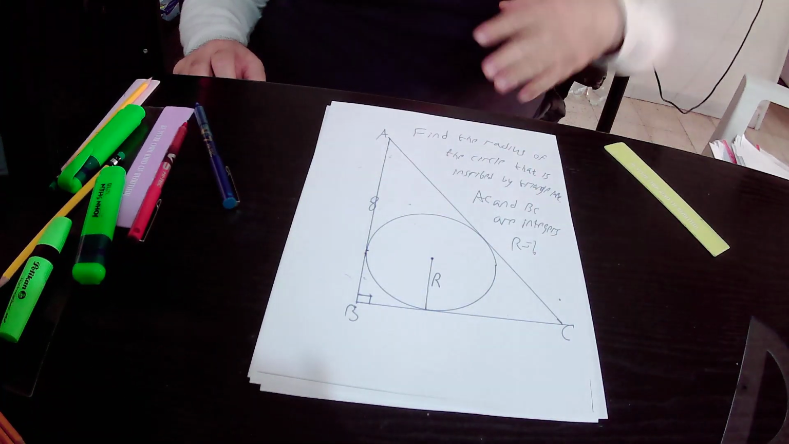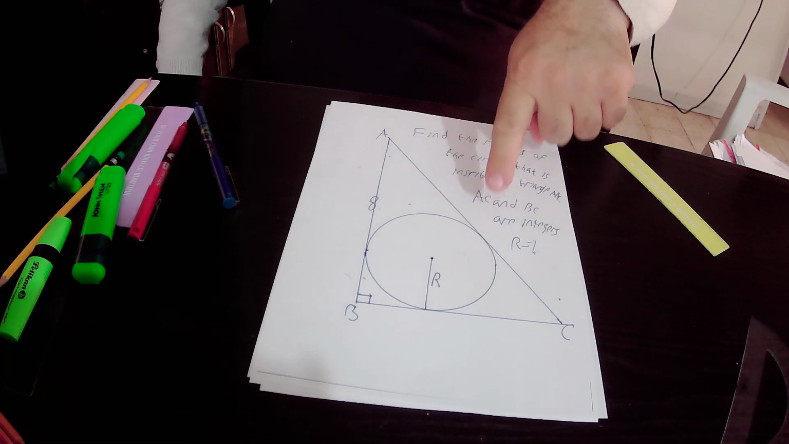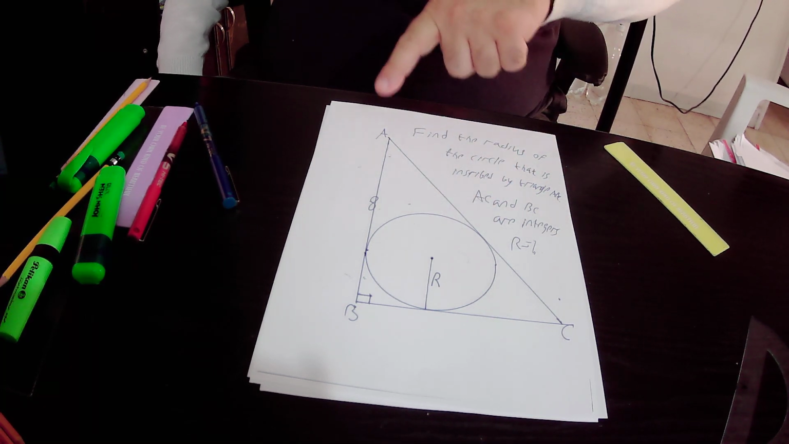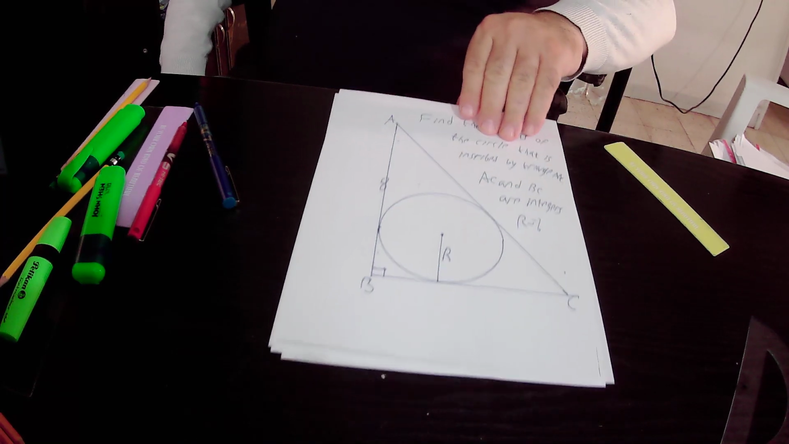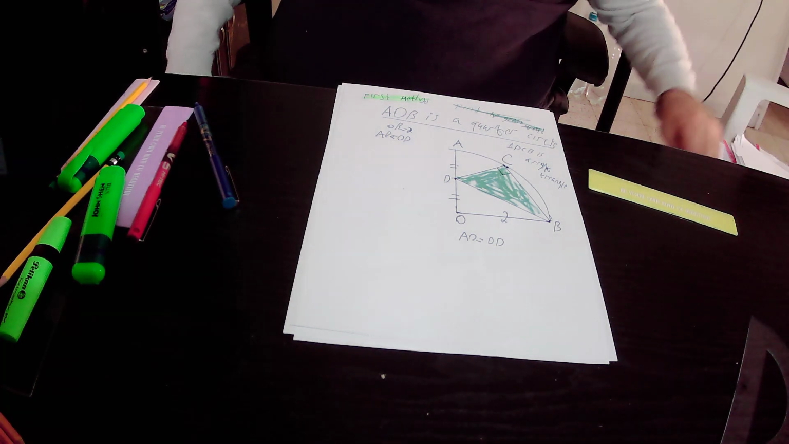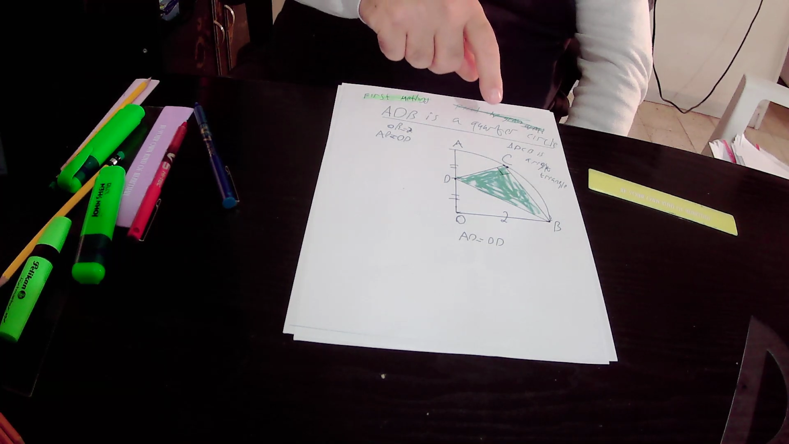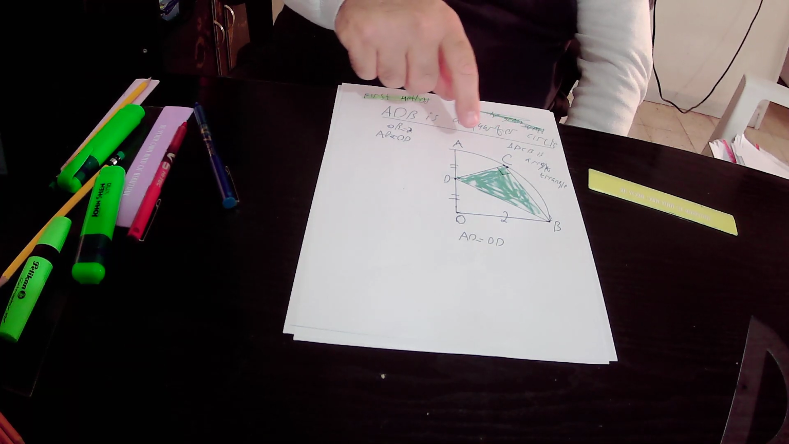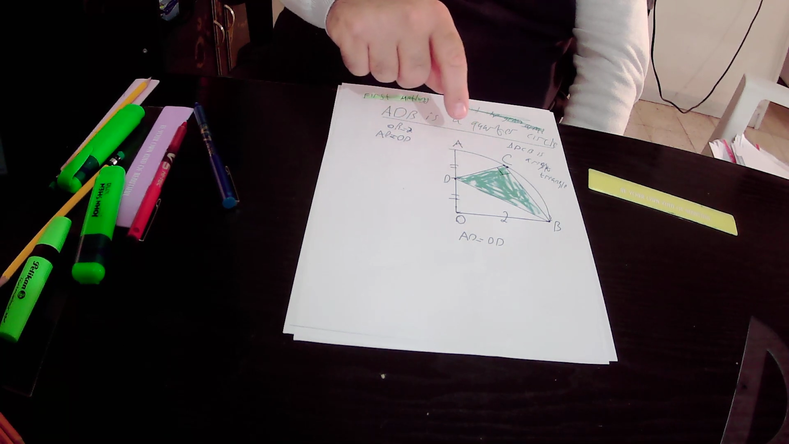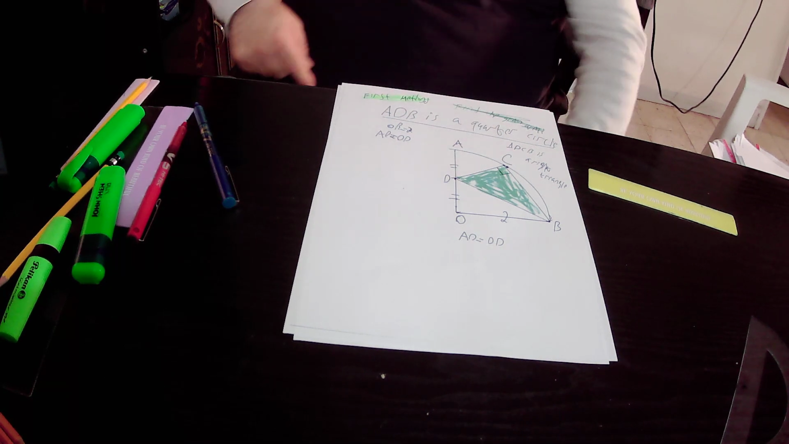Now, in this lecture, we'll answer two questions. In the first question, we'll find out the radius of this circle that is described by the right triangle ABC. In the second question, we'll find out the area of the lower right triangle BCD that is described by this quarter circle.